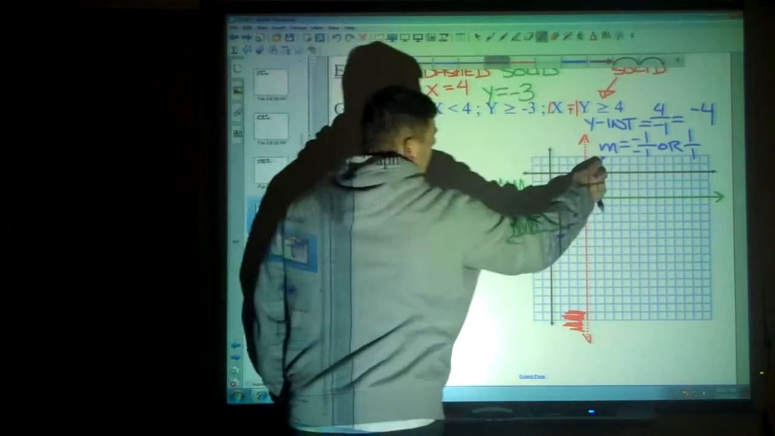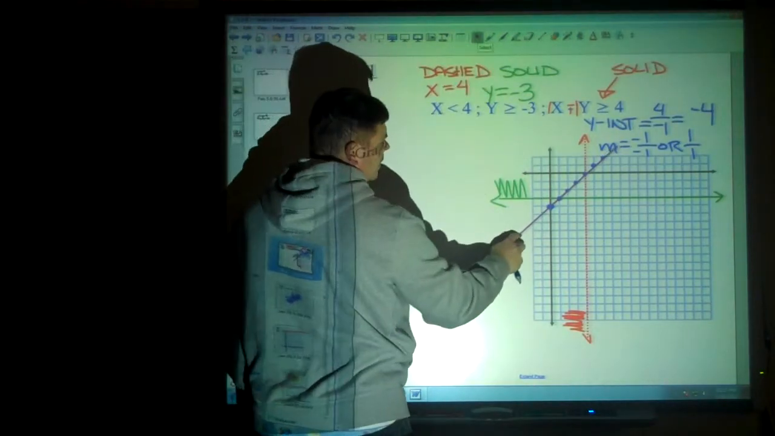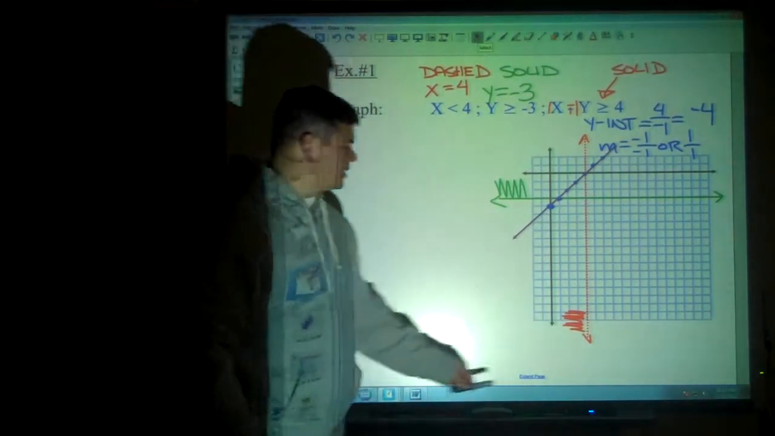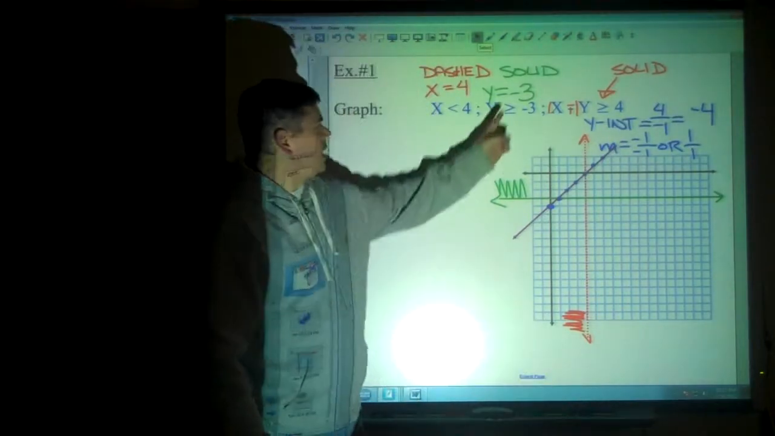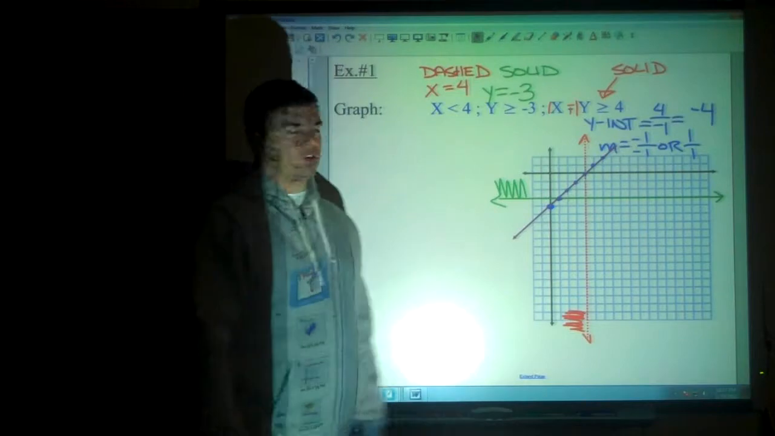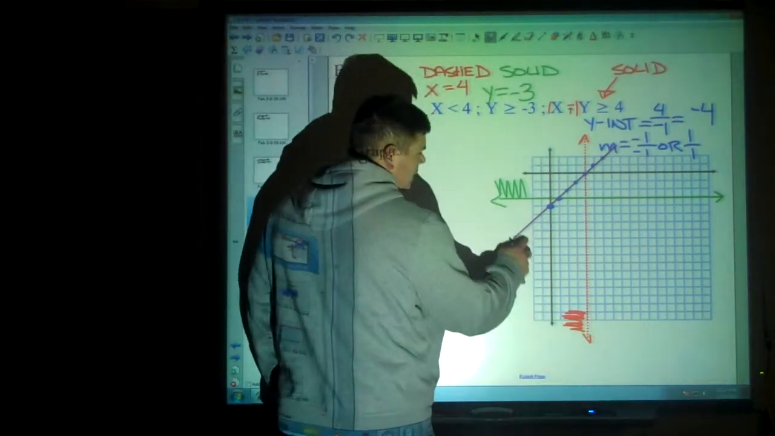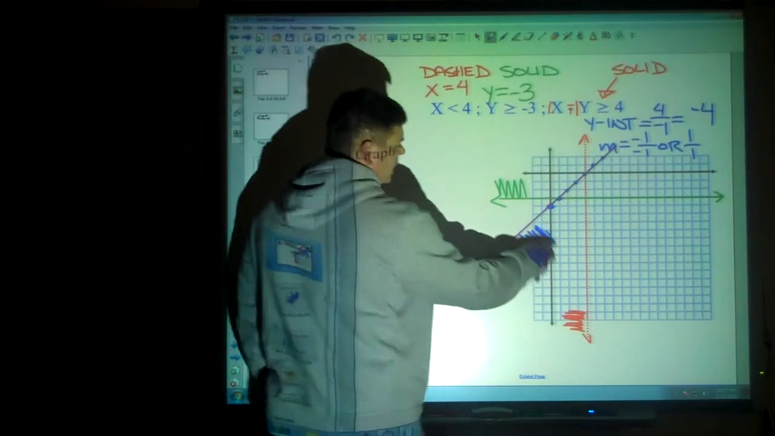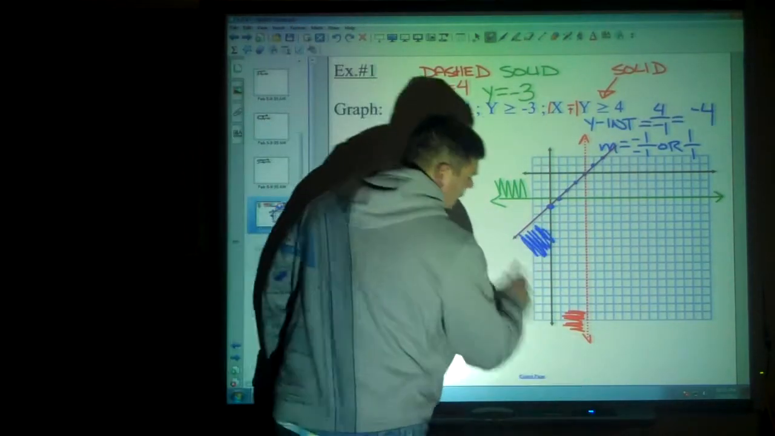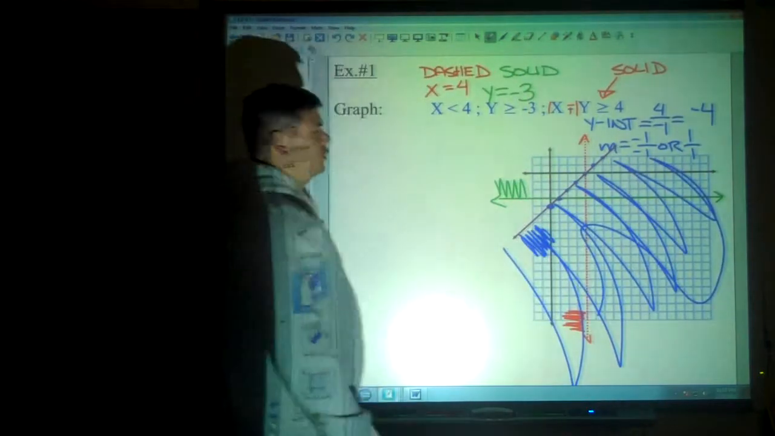So I make a solid line that goes right through there. And again, I'm going to test 0, 0 because it's the easiest. And I plug in 0 plus 0 is greater than 4. And the answer to that is no. It does not work. Which means on the blue line, the shaded region is down this way. In other words, everything on this side of that blue line would be considered a solution.